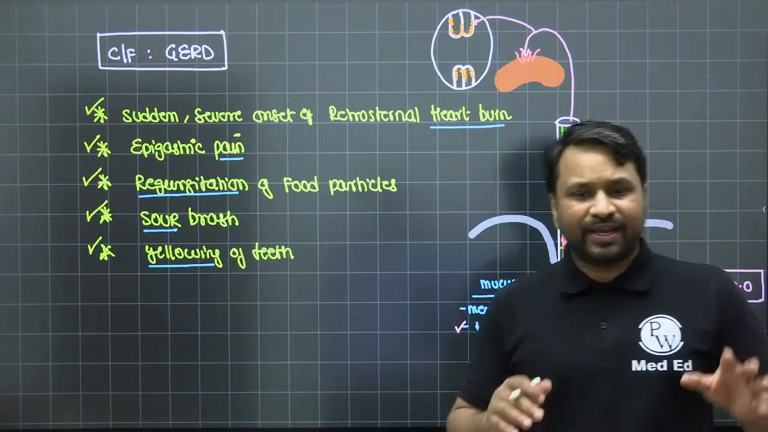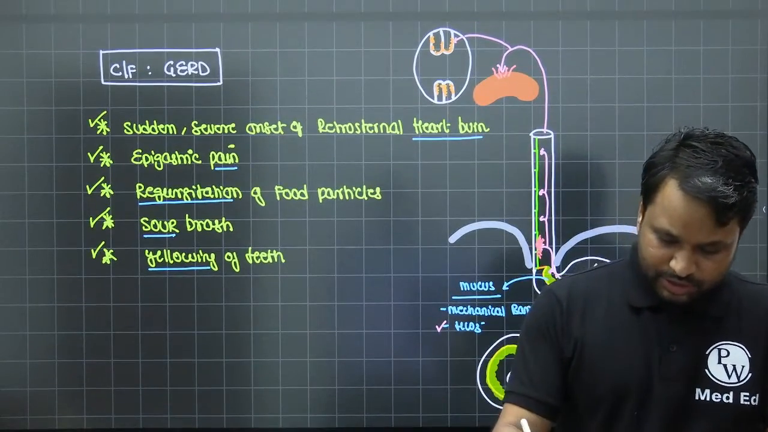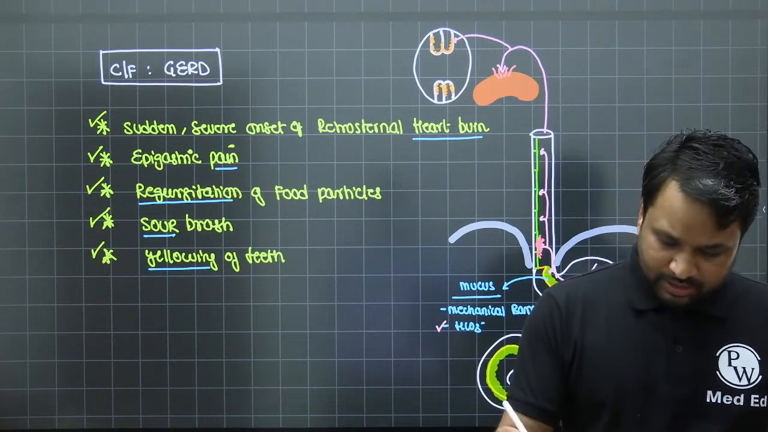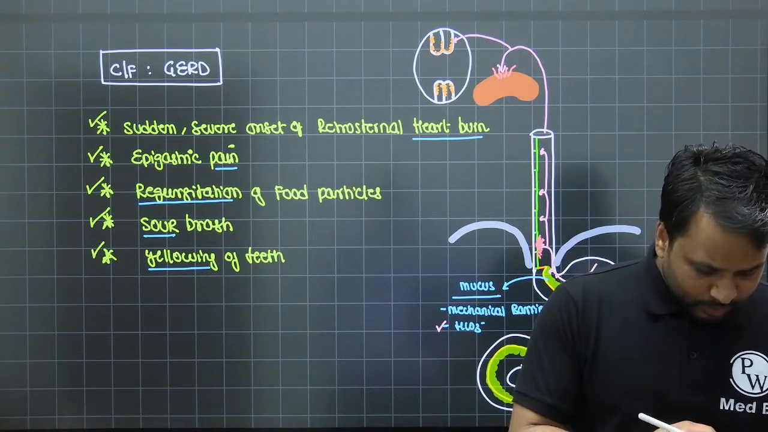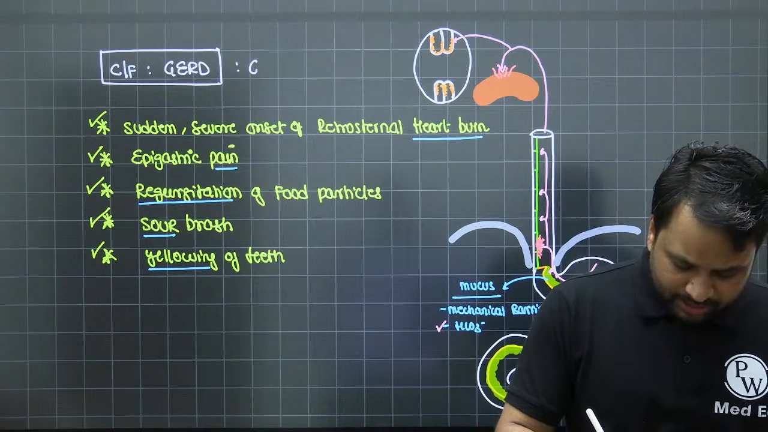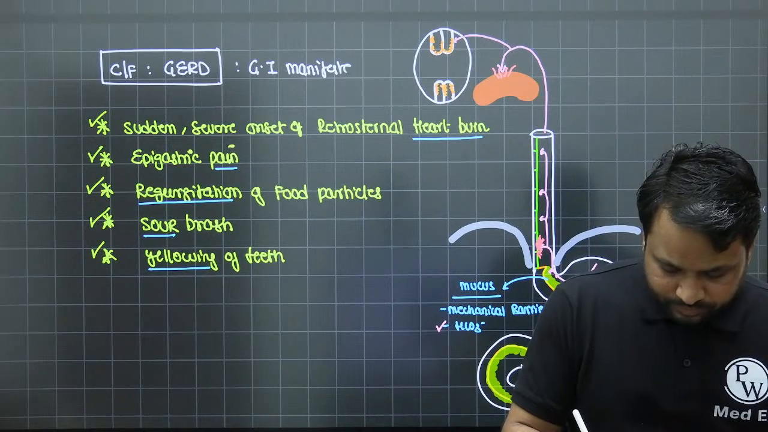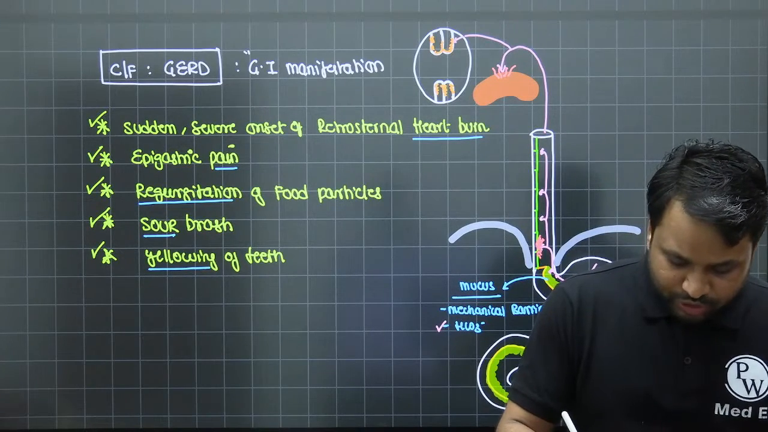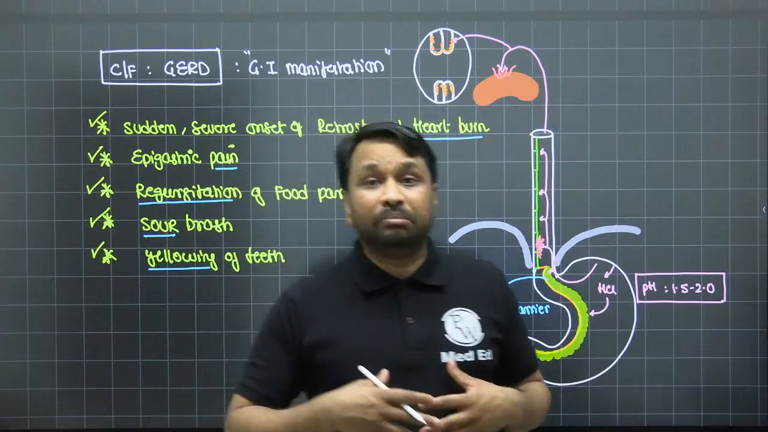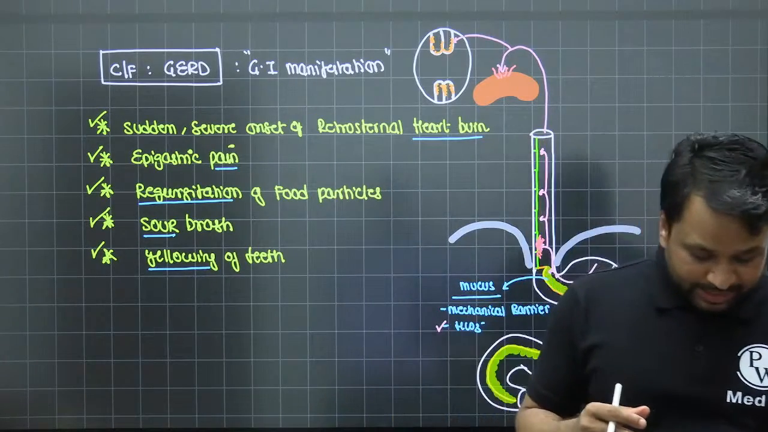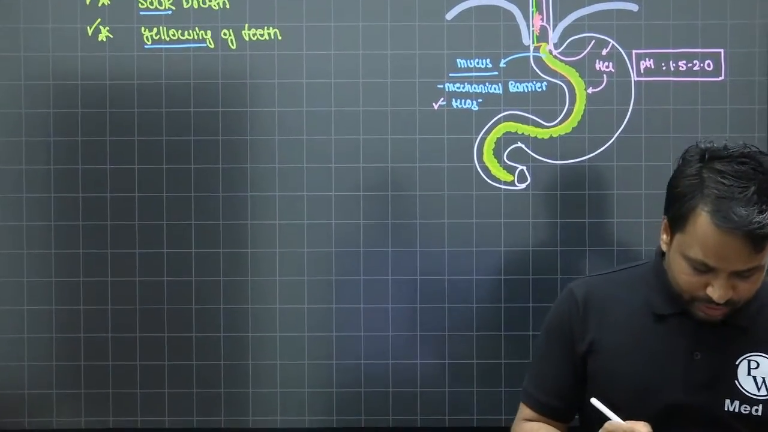Now, there's a very important thing: what we have been talking about are what we call GI manifestations. Okay? So whatever we have learned until this point is what we call the GI manifestations, that is gastrointestinal manifestations for GERD. Now, GERD is a condition that is not only limited to the GI symptoms. Okay? So what are the extra-intestinal manifestations?